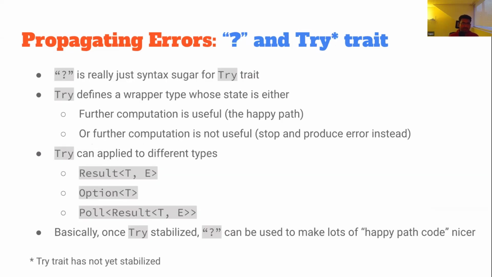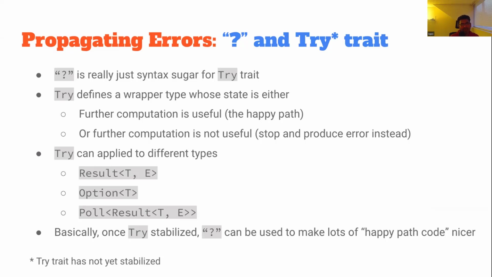All right, so how does this question mark operator work here? This is kind of a bit of a future, that's why there is an asterisk there. The Try trait is not stabilized yet. So potentially the question mark operator is just syntactic sugar for the Try trait, right?